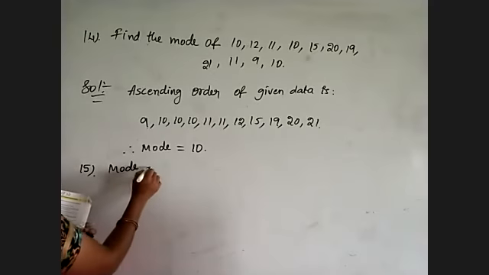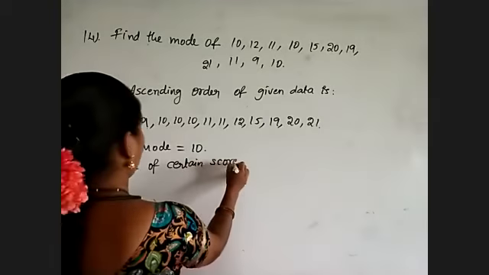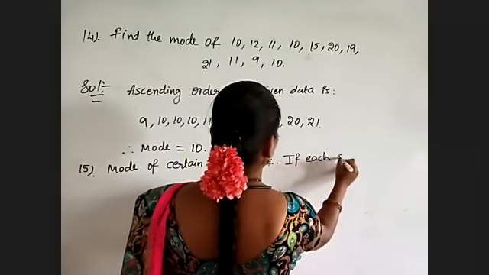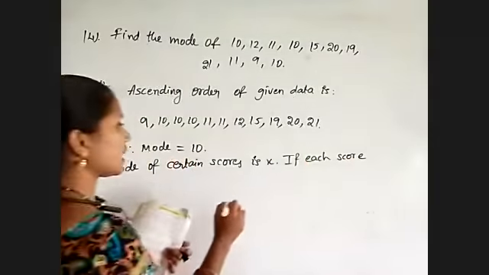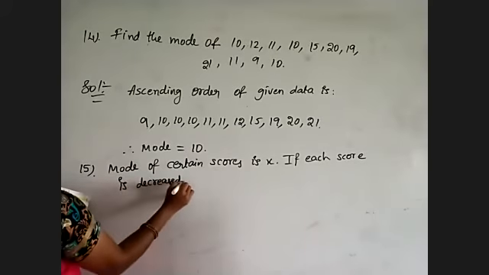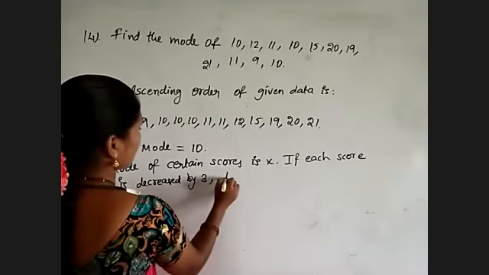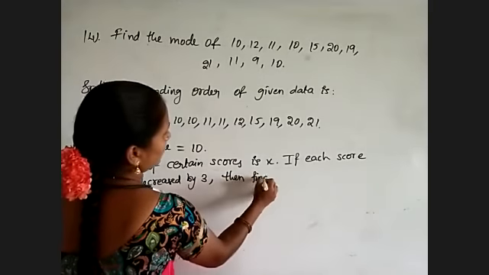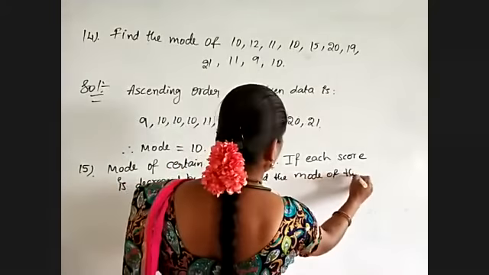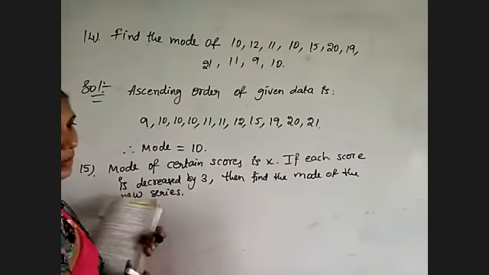Next question also depends on mode only. Mode of certain scores is x. If each score is decreased by 3, then find the mode of the new series. So very simple question, just observe it.